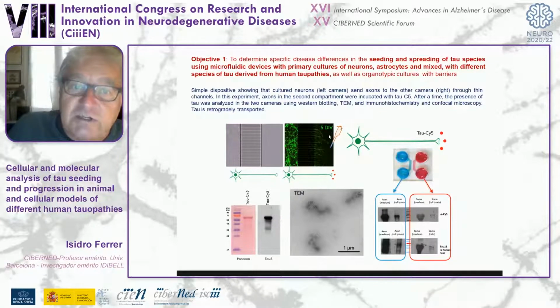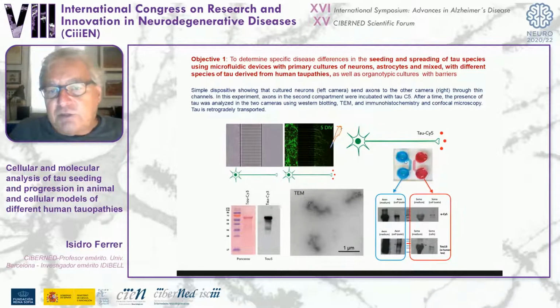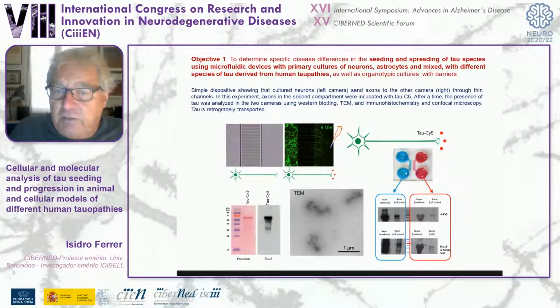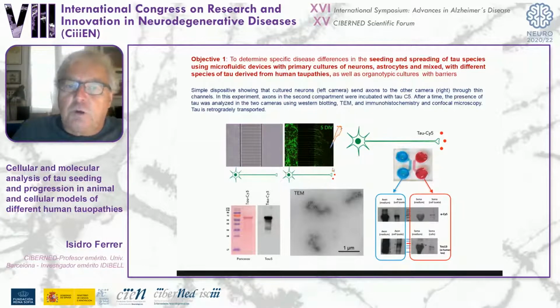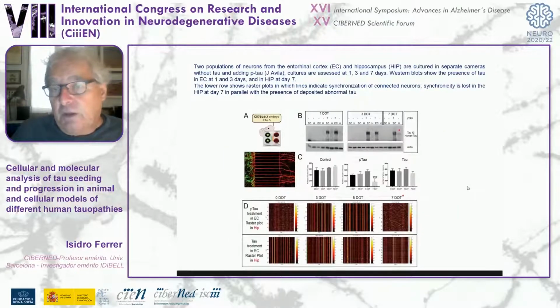What we can see here is a very simple device that permits the study of retrograde progression of transport of tau from the distal part of the neuron to the cell body. And here are many examples of these devices, and here the Western blot observation that tau goes from one place to another place. So this is a very simple device to study this point.